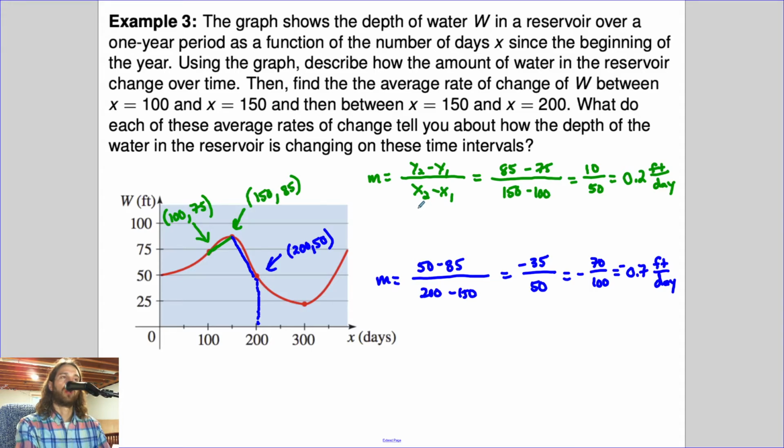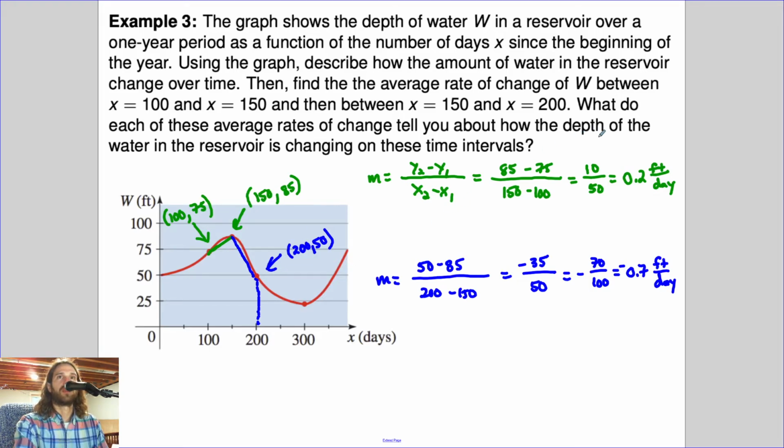Yeah, and so this collects a little bit of information, and I think it's true that since this is a 50-day period and this is a 50-day period, they're the same length. Only because they're the same length, we can actually average these two numbers and get the resulting slope between these 2 points. It doesn't ask us to do that, but I find that pretty interesting.